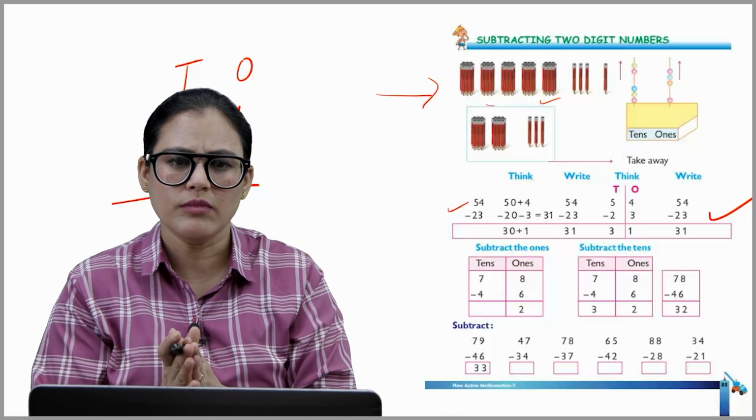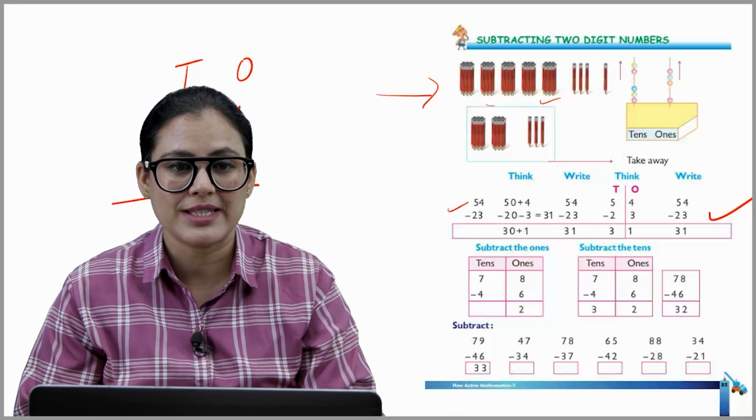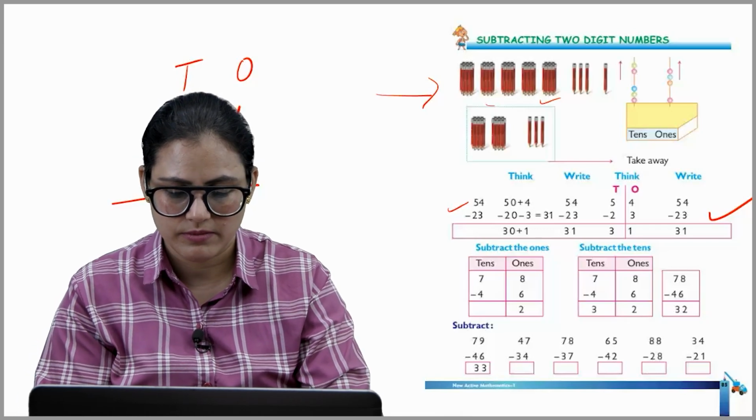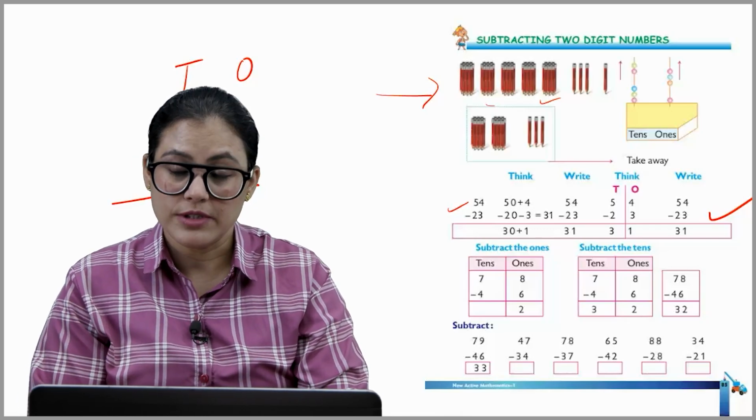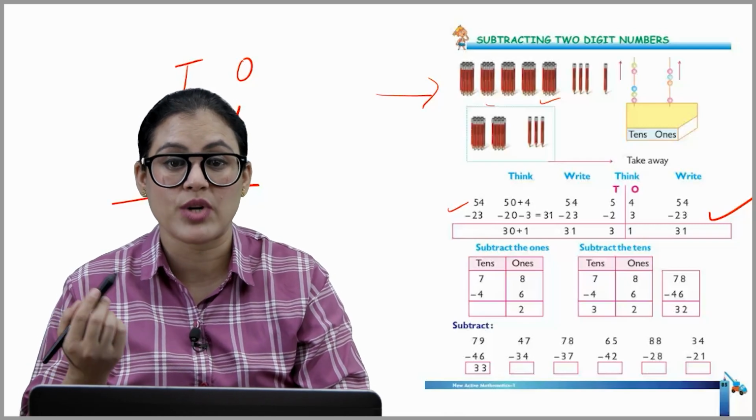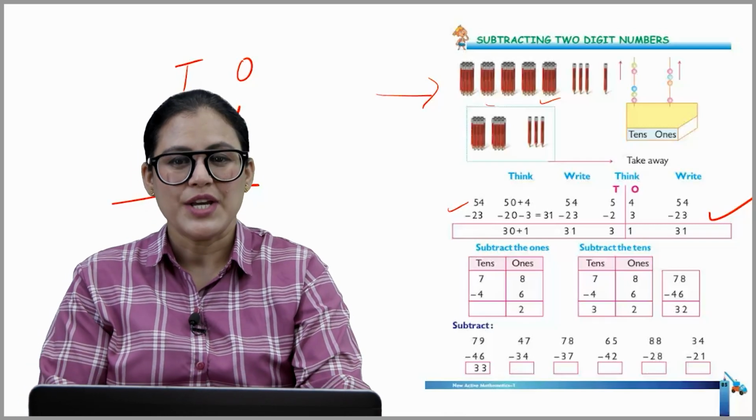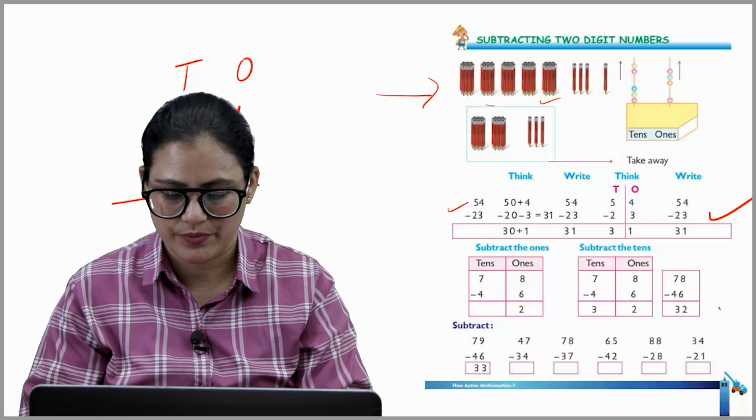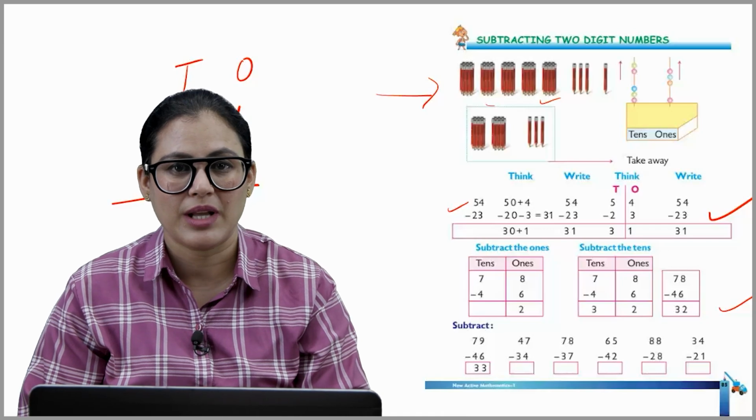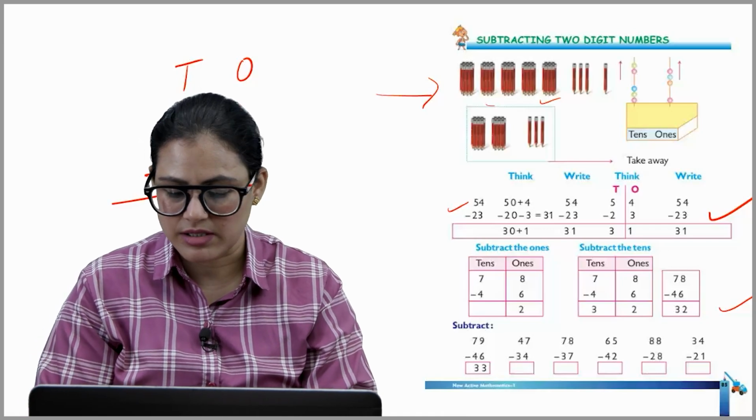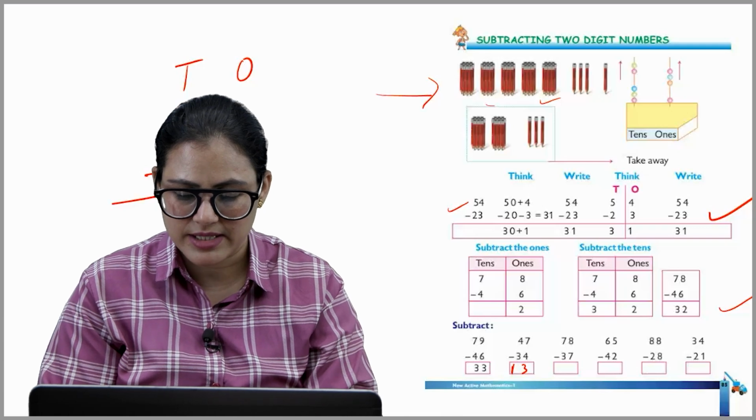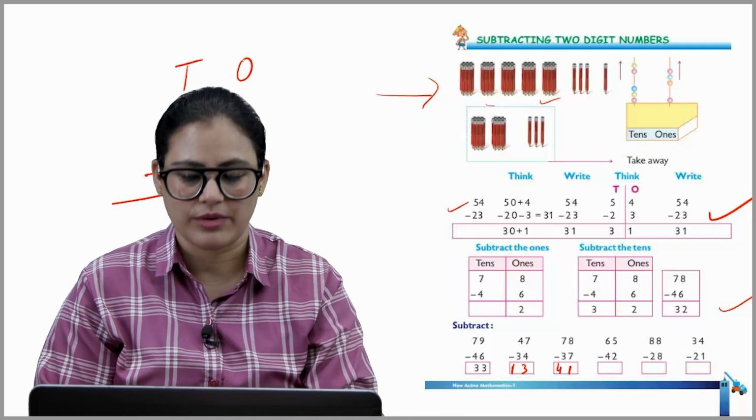Similarly, you had two other numbers, 78 minus 46, and the answer is, how will you subtract? First, you will subtract the ones, 8 minus 6 is 2. Second step is you will subtract the tens, 7 minus 4 is 3. So, the answer is 32, okay. Similarly, you have to subtract all these numbers, right. 47 minus 34, 7 minus 4 is 3, 4 minus 3 is 1, 8 minus 7 is 1, 7 minus 3 is 4, right.